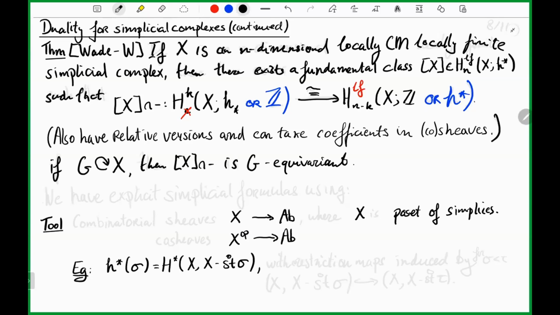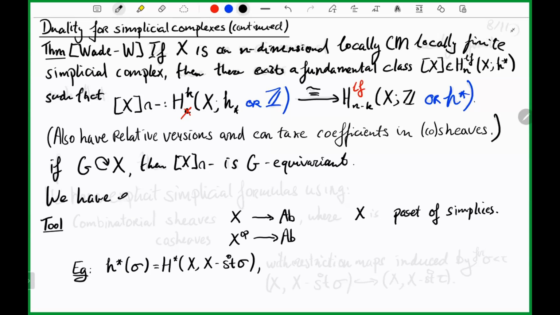So one thing that we also show is that this is natural. You need to be a bit careful about what class of maps you allow. You can't just allow any map. Maps need to be essentially local homeomorphisms, but then this duality isomorphism is natural. In particular, if you have a group acting by homeomorphisms on a simplicial complex, then this thing is covariant.